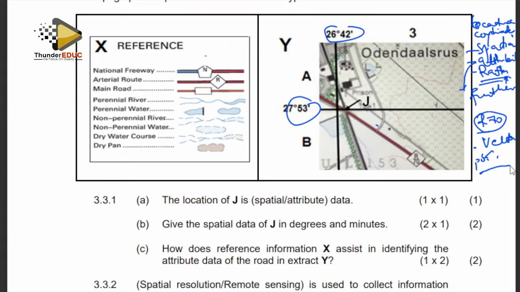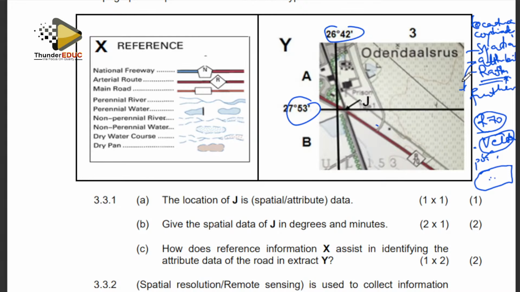A road and a river is a line. Then a dam is a polygon. It forms a shape. So a dam, a river, a road, a spot height is an example of what? Of vector data, but in different portions. A point, spot height. A river is an example of a line. A dam is an example of a polygon. So it is categorized all under vector data.